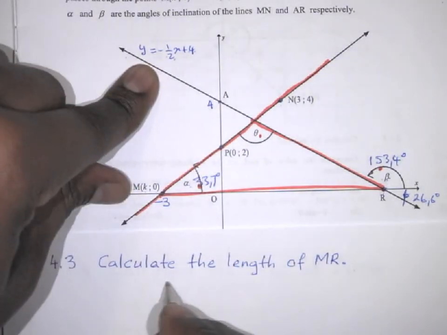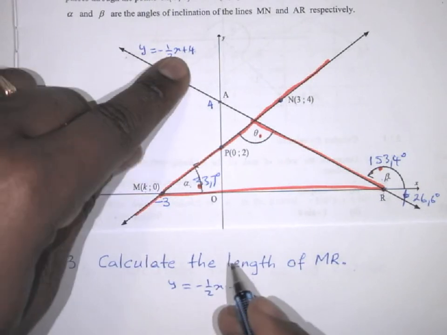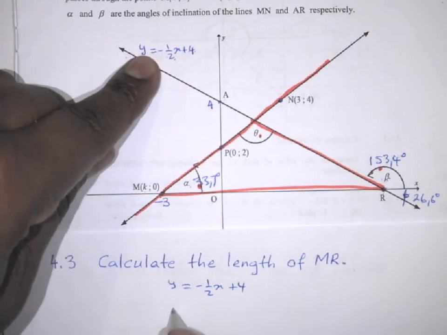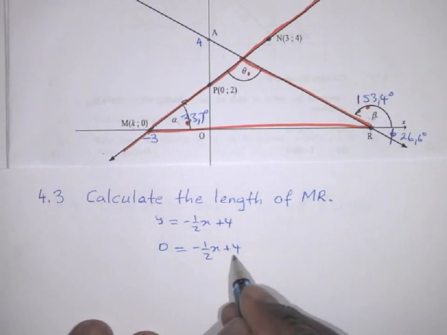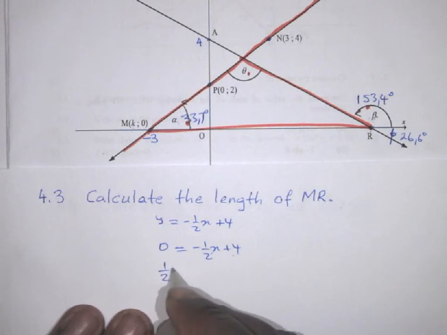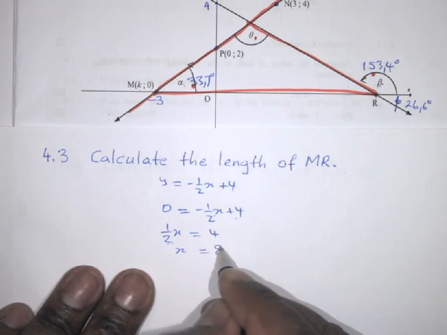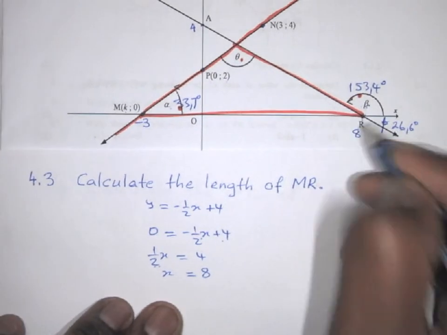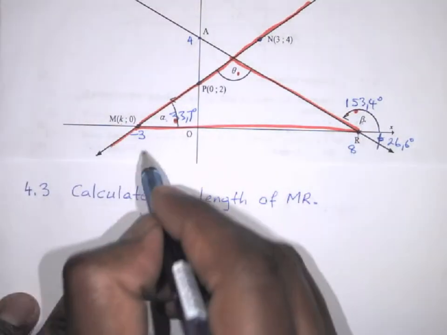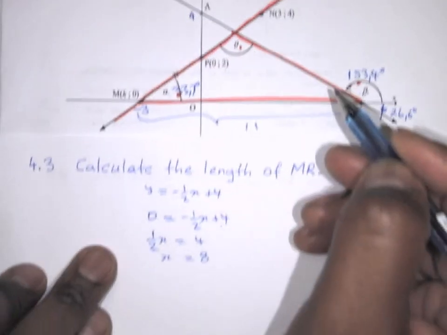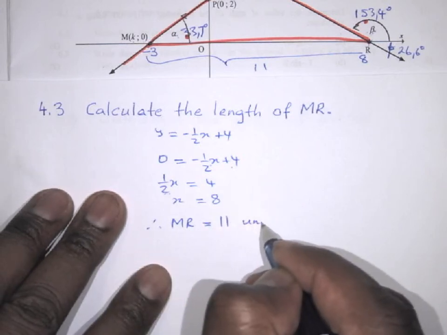The equation of this line was y is equal to minus 1 over 2x plus 4, which means that if y is 0, then 0 is equal to minus 1 over 2x plus 4. So I'm solving for x, so take the minus half across. So I've got a positive half x is equal to 4. So cross multiply, 2 will multiply, giving me x is equal to 8. So the x value there is 8. Therefore, if from there to there is 3 units, and from there to there is 8 units, the whole of this length here is 11. So the length of MR is equal to 11 units.